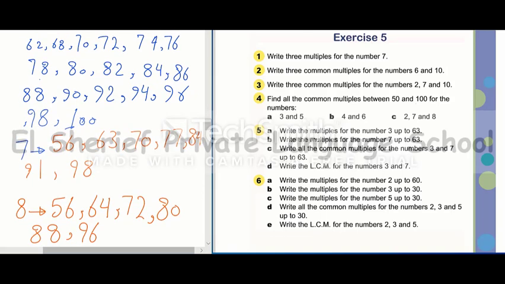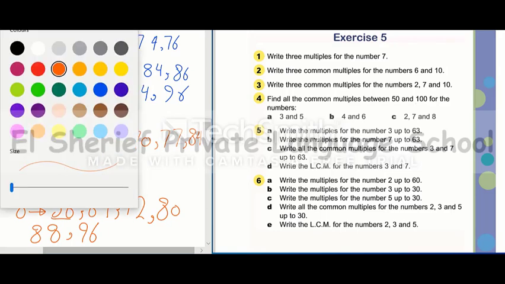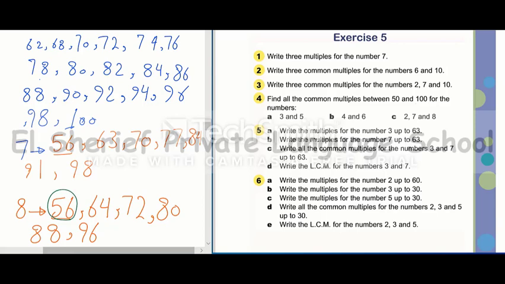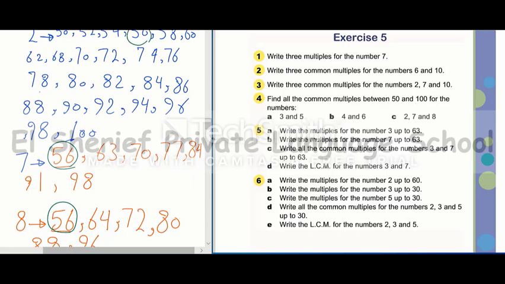And we found that 56 is the common multiple of these numbers. 56 and 56. And here also 56. So the common multiple equals 56. This is a common multiple. And for this question, it is just the common multiple, not the lowest common multiple for 2, 7, and 8, because there is another number for the lowest common multiple, okay?